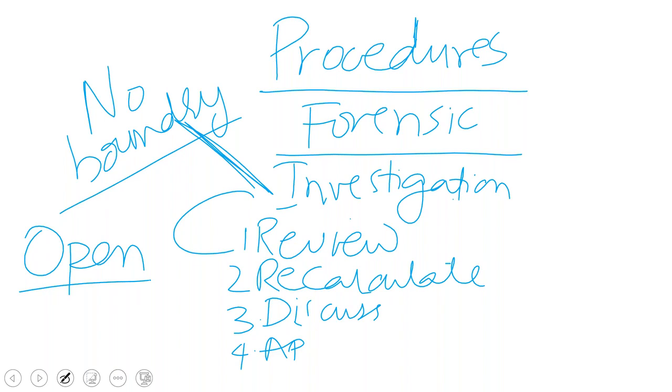Can we write any procedures in forensic? So in forensic, can we write any procedure? Do we have any boundaries? No, we don't have any boundaries, right? We can do any procedures.